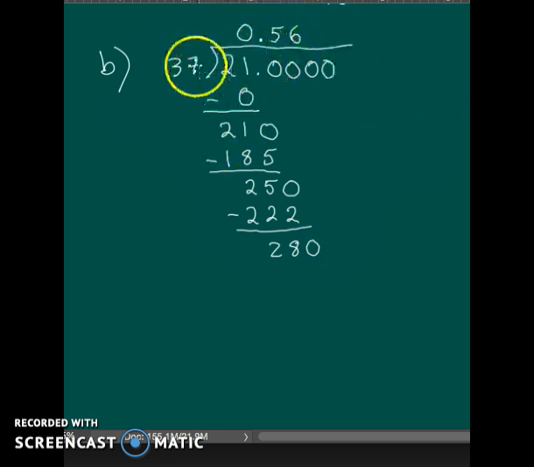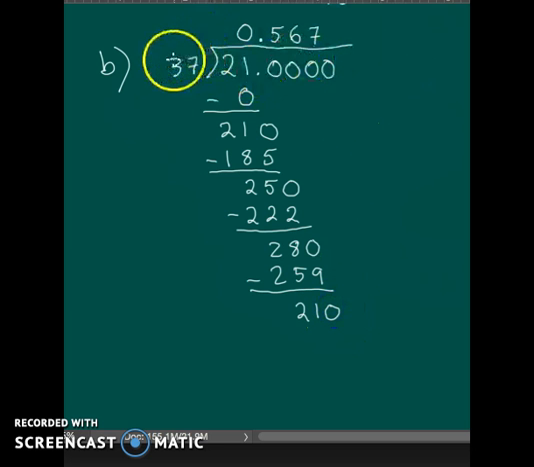So how many times does 37 go into 280? The answer is 7 times. And 7 times 37 is 259. Subtracting that from 280, I get 21, and I'll take down the fourth 0.